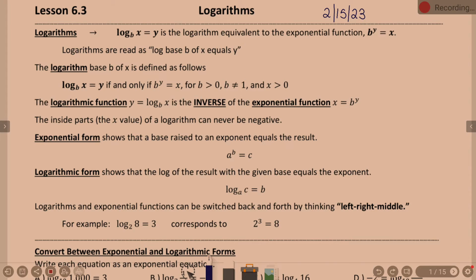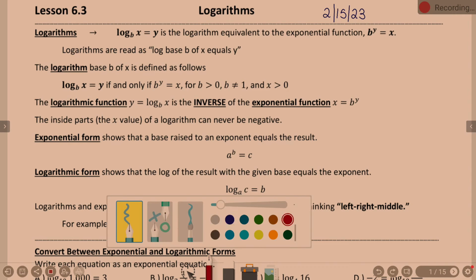A little bit of information here. First of all, the reason we're talking about logarithms now is because they relate to exponential functions. We've been talking about exponential functions this week and the end of last week. Well, here's the deal. Exponential functions and logarithmic functions are inverses of each other. So if we're working with exponential functions, there's a connection to logarithms.